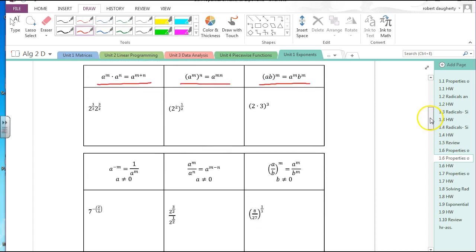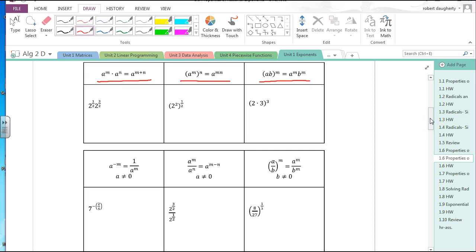So, for example, let's look at a few. 2 to the 1/2 times 2 to the 3/2. I add those exponents. So this is 2 to the 1/2 plus 3/2. 1/2 plus 3/2 is 4/2. So this is 2 to the 4/2. Another way of writing 4/2 is 2. This is 2 squared, and that is 4. Okay, same things we've done, it's just that the exponents are going to be rational expressions here.